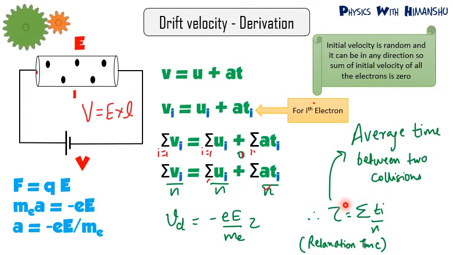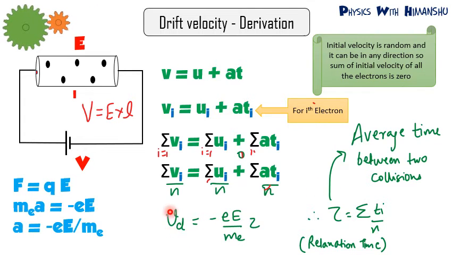Now what is tau? Tau is basically the average time between two collisions. So what we have done is we have calculated a relaxation time for all the electrons, and then divided it by n. So tau is relaxation time, that is the average time taken between two collisions. So this is how you have to derive drift velocity.